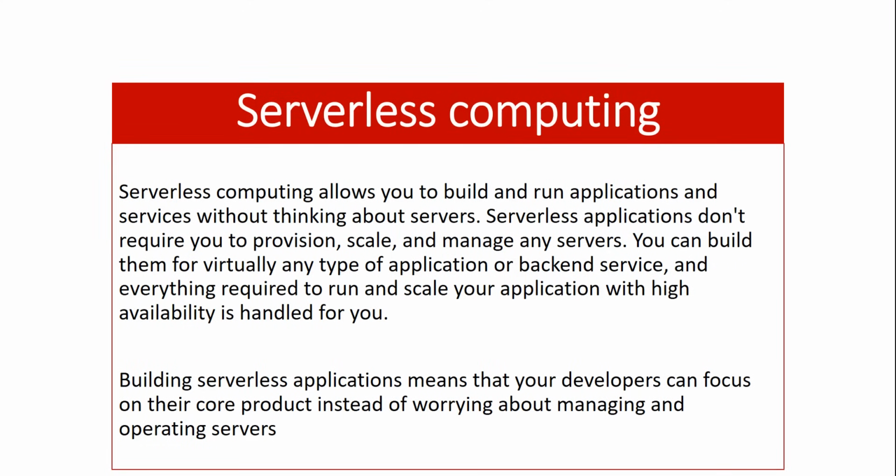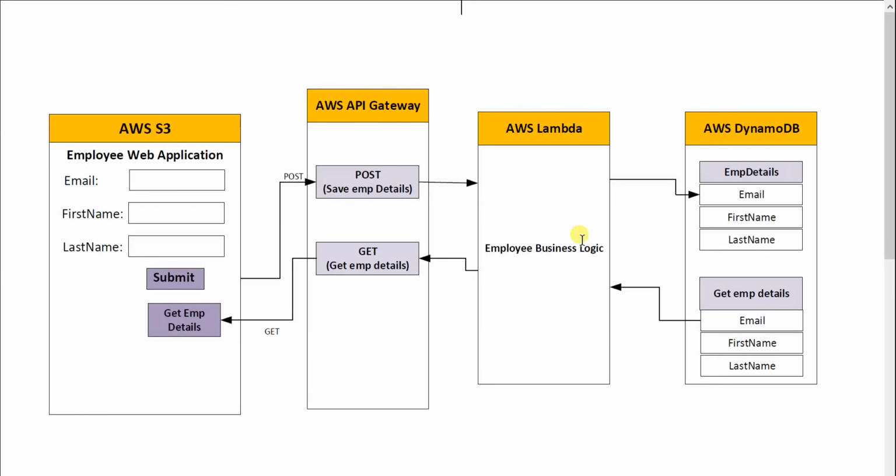Now let me show you the plan of what we are going to build today. Let me show what all the different AWS services are that we are going to use to create our first serverless application. All right guys, this is what we are going to build today: a small web application to store employee details. We are going to store the employee first name, last name, and email address. The ones in yellow background are the different AWS services we are going to use to build our serverless application.